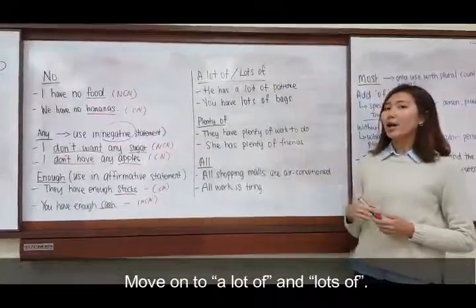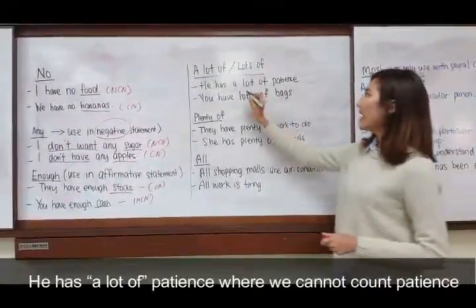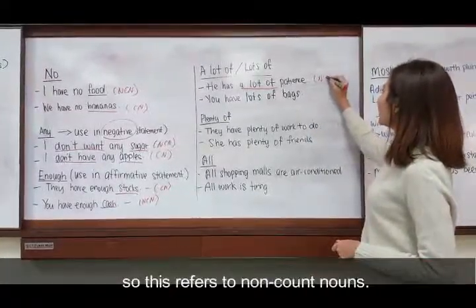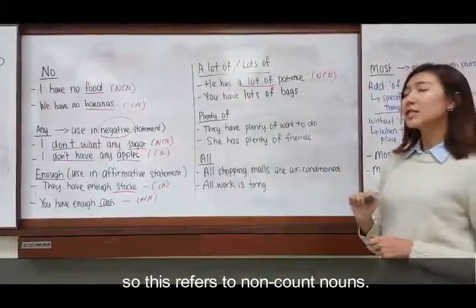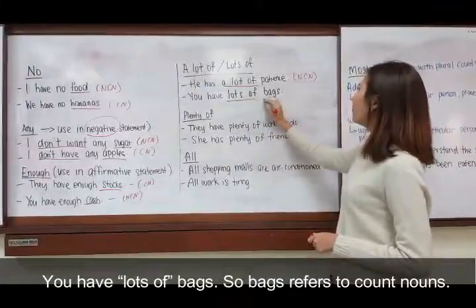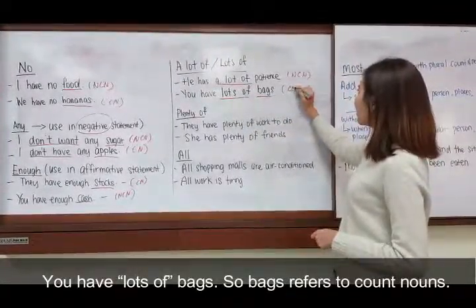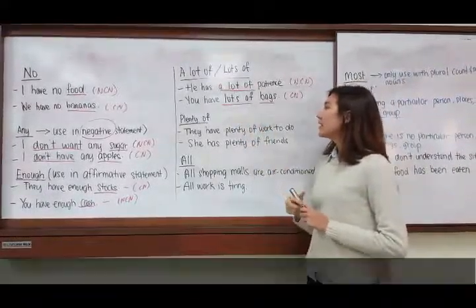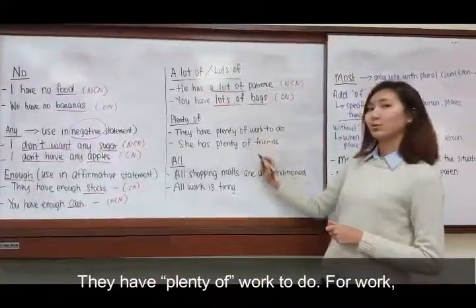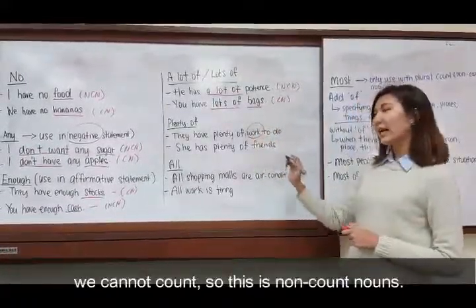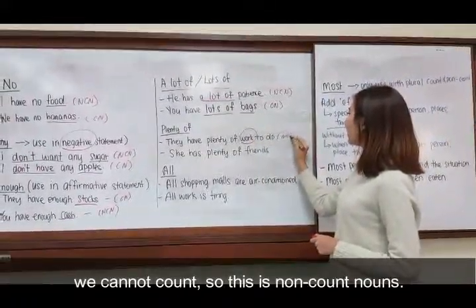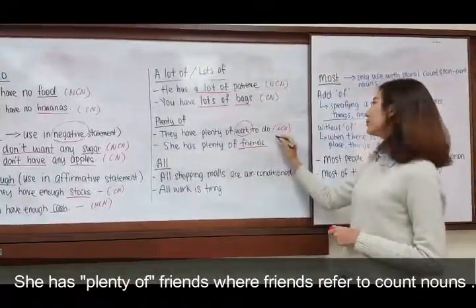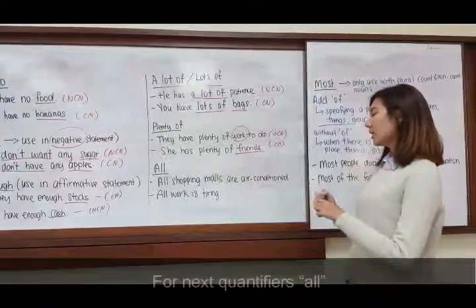The next one, enough. We use enough in affirmative statements. So for example, they have enough stocks refers to count nouns, and you have enough cash refers to non-count nouns. Move on to a lot of and lots of. He has a lot of patients, where we cannot count patients, so this refers to non-count nouns. You have lots of bags, so bags refers to count nouns. Next one, plenty of. They have plenty of work to do. For work, we cannot count, so this is a non-count noun. She has plenty of friends, where friends refers to count nouns.